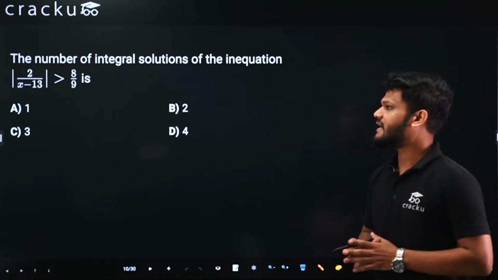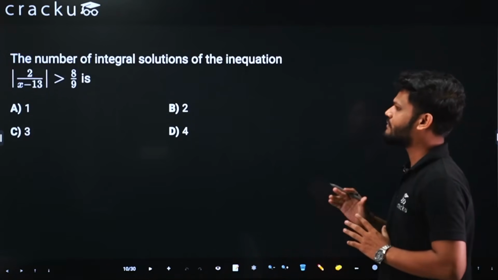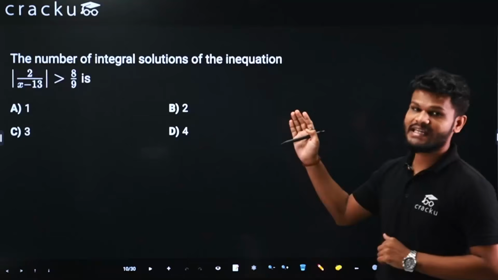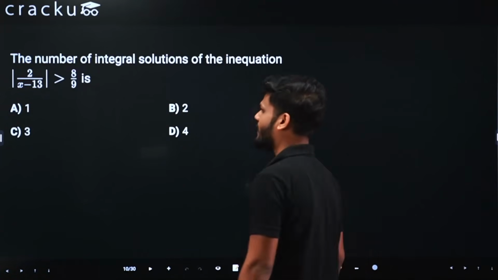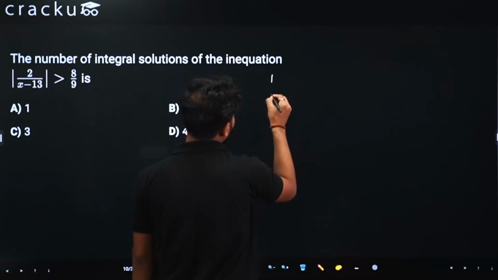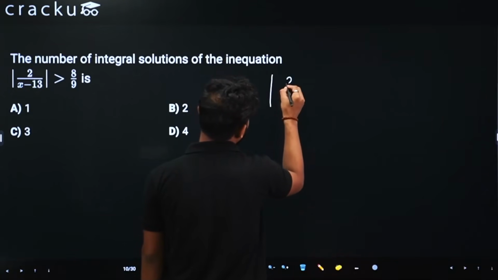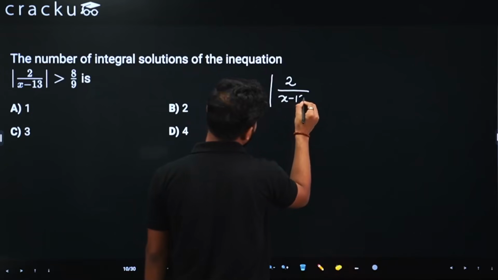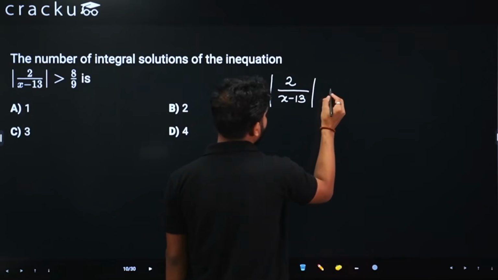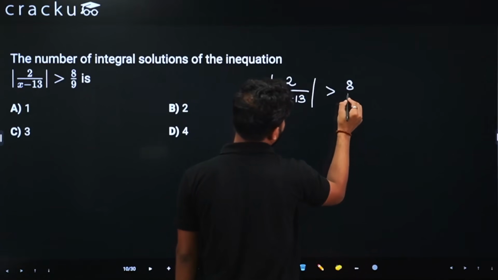In this question we are asked the number of integral solutions of the equation. So this inequality is given and we have to find the number of integral solutions. So how do you find? So let us say 2 upon mod of x minus 13 is greater than 8 by 9.